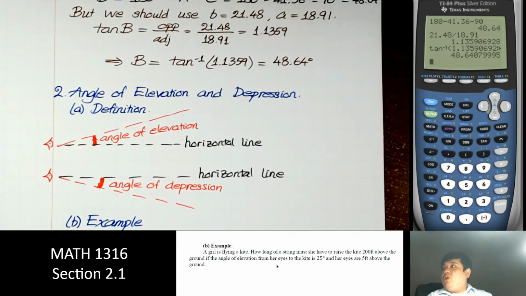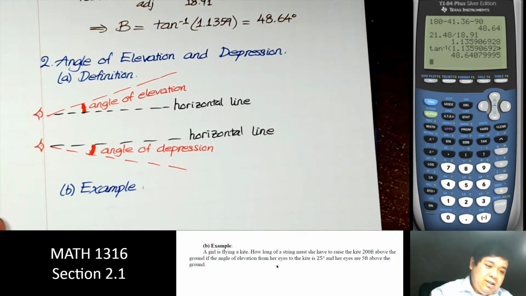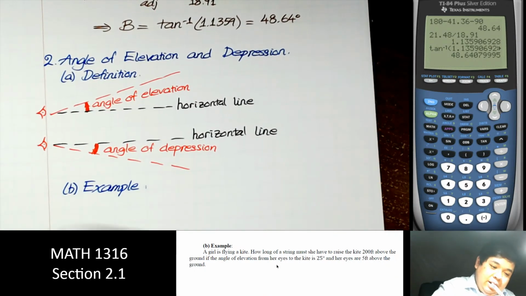Right. So again, I'm just going to draw the picture instead of writing everything out. A girl is flying a kite. How long must the string be if the kite is 200 feet above the ground, and if the angle of elevation from her eyes to the kite is 25 degrees and her eyes are 5 feet above the ground?